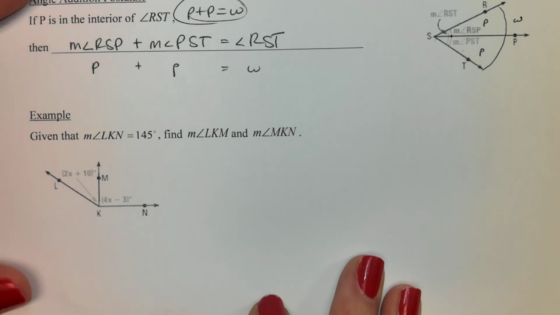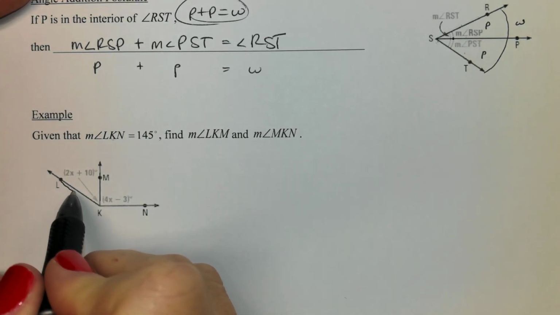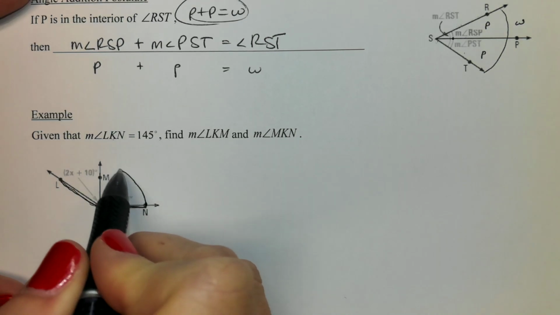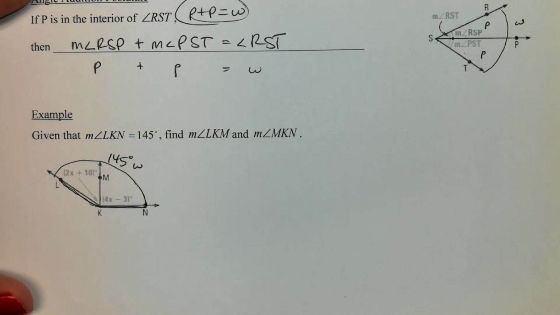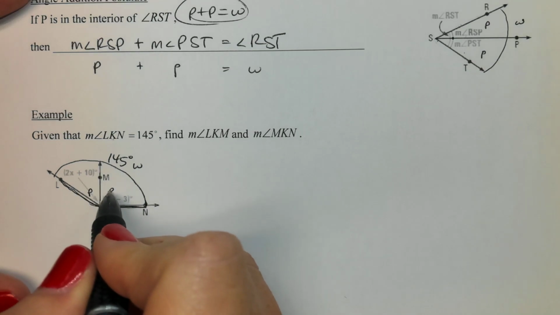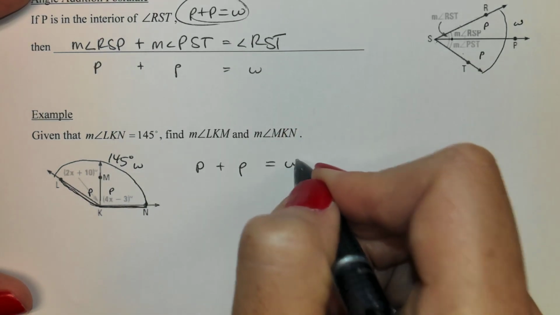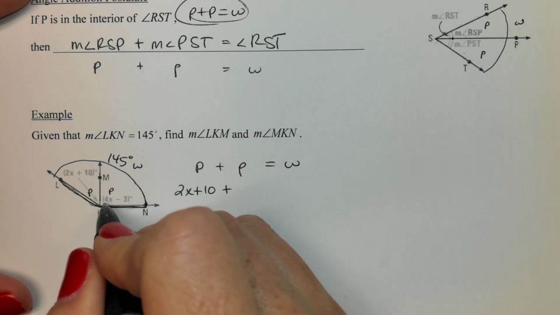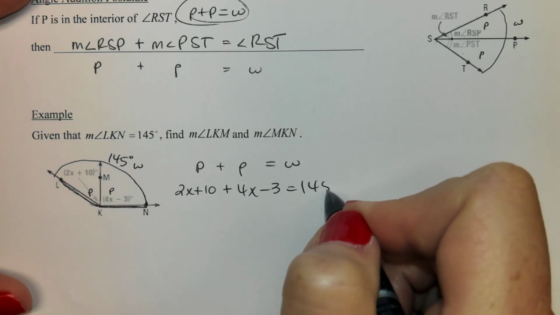And we're going to draw that right on this picture. So it says that given LKN, I'm going to trace from L to K to N. Okay, so that's the whole thing. I'm on the outside of the angle, so it's the whole thing. I'm going to put a W there. Then they want us to find the smaller angles. So we know that those are parts now because that's all that's left. So a part and a part equals whole. So my first part is 2x plus 10. And my second part is 4x minus 3. And that's going to equal 145.